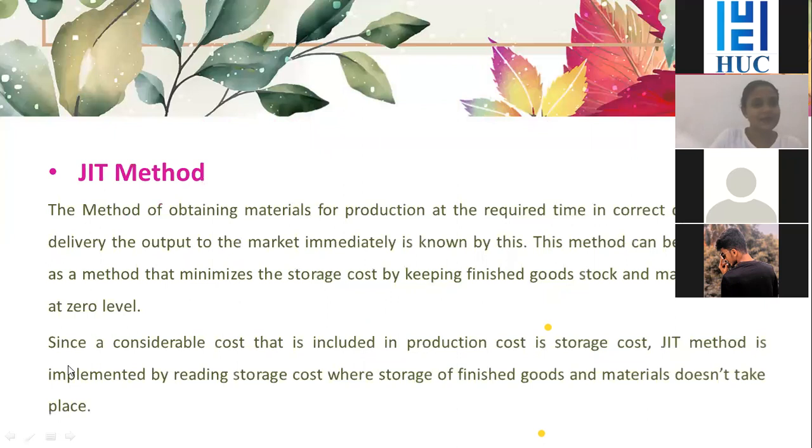Next one, JIT method. Children, write within brackets: JIT means just in time. So what is happening here? They don't keep any inventories here. Once they need raw materials, they order from a supplier. They put an order.